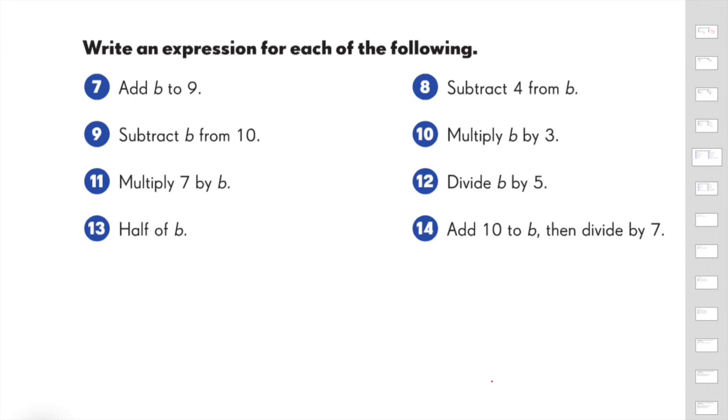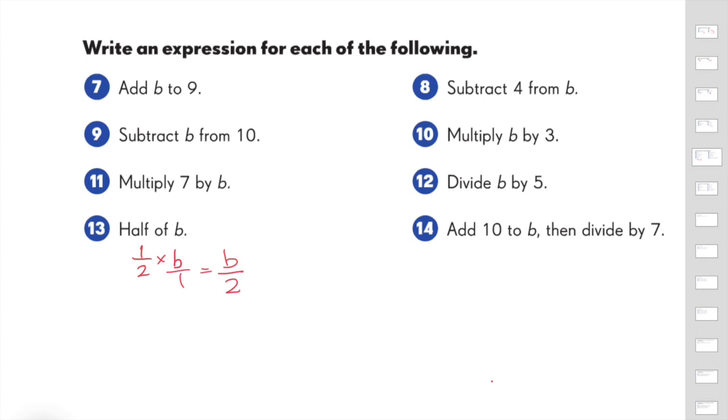Number 13 says half of b. So you could say half of b, but we could list that as b over 2, right? Because 1 times b would be b, and 2 times 1 would be 2. So the best way to write that would be b over 2. Sometimes it's helpful, though, to write that out. So saying half of b helps you to see that it would be written as b over 2.